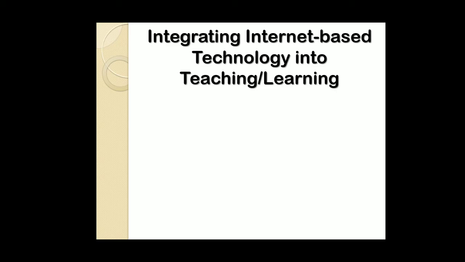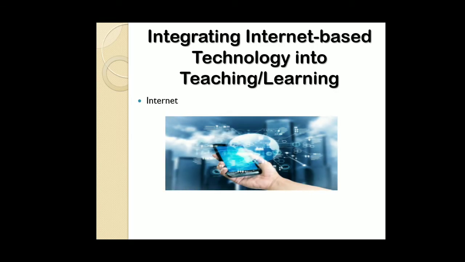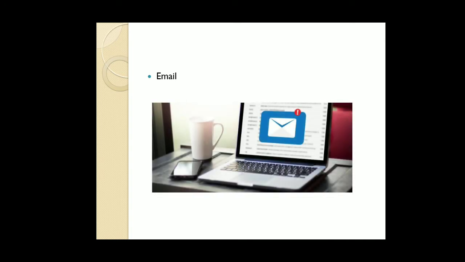Integrating internet-based technology into teaching and learning. So first, integrating internet-based technology involves the internet. The internet is a widespread information infrastructure, the initial prototype of what is often called the national information infrastructure. Next is email. An email is a method of exchanging messages. The common example is Gmail.